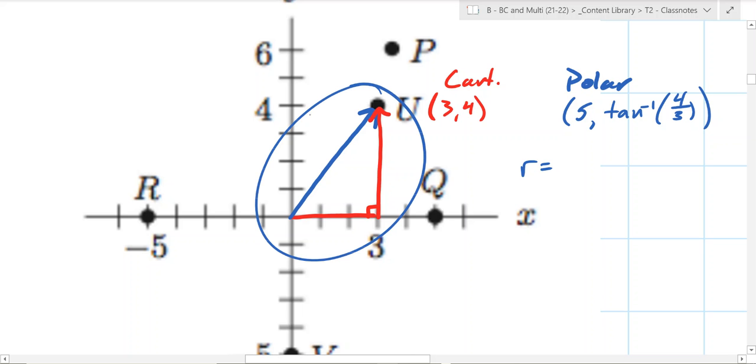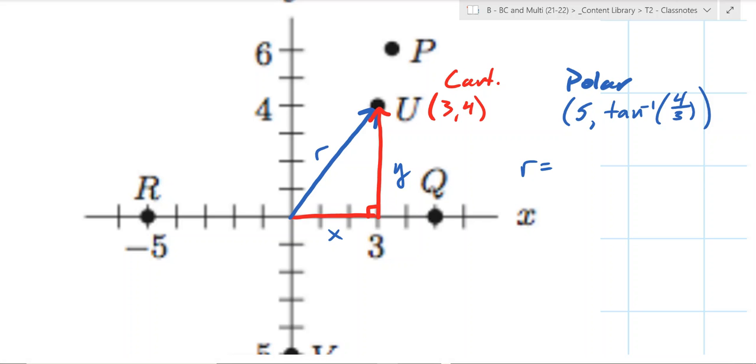You have a triangle, so how do you find the hypotenuse? In this case, you have x and y, and this is the r value. What's the relationship between x, y, and r? x squared plus y squared is r squared, so what's r equal to? Square root of x squared plus y squared.